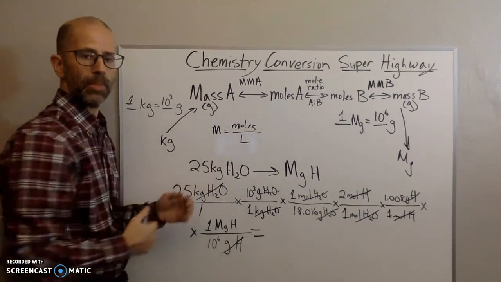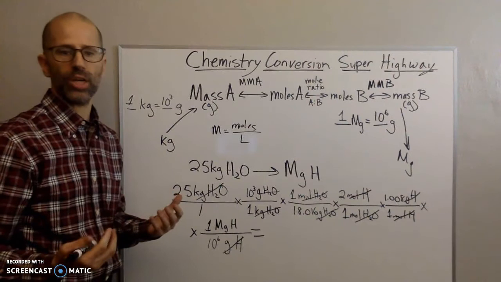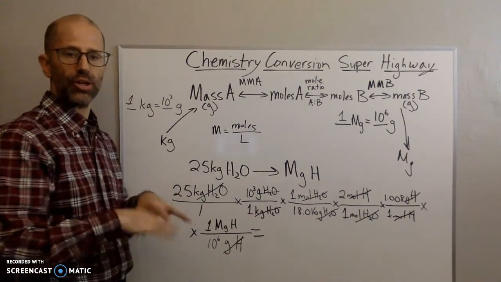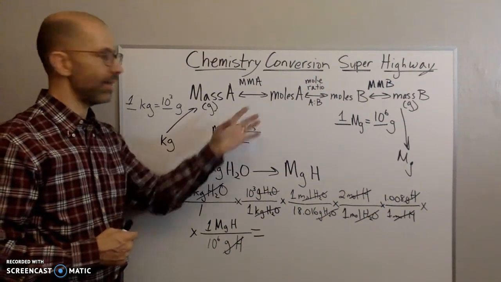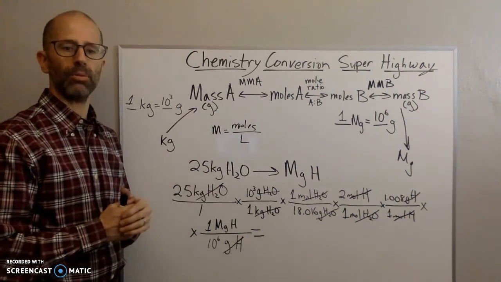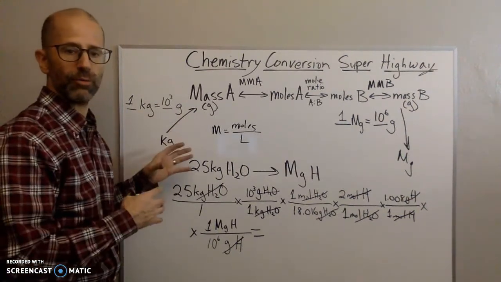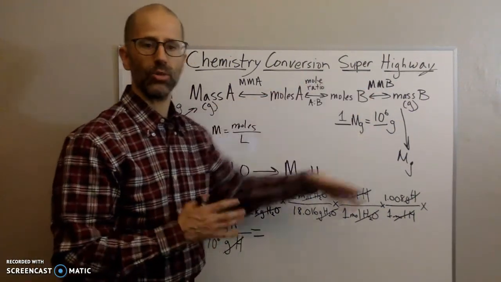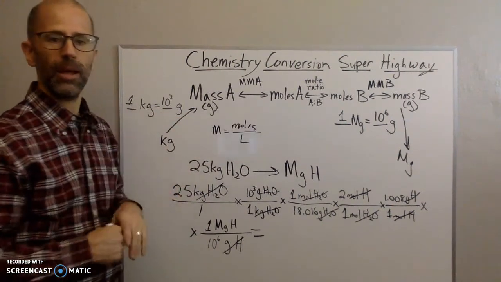Or maybe they give me a gas and I have to use the ideal gas law, PV equals nRT. So I can use a volume of gas under certain conditions, plug that into my ideal gas law, and that will give me moles. And now I'm on the highway and I can start to convert. So many problems are going to be giving you information, and you use that information to get back onto the superhighway, and then this will be a roadmap to help you get to where you need to go. Remember this, commit this to memory, and it'll be very useful.